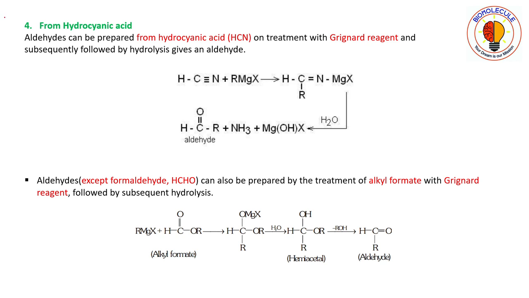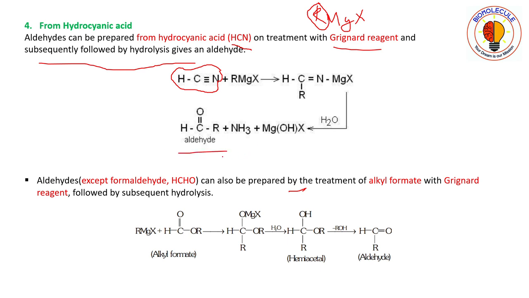Now, from hydrocyanic acid. Aldehydes can be prepared from hydrocyanic acid, that is HCN, by treatment with a Grignard reagent. So what is a Grignard reagent? RMgX, where R can be alkyl or aryl. Subsequent hydrolysis of the intermediate gives us aldehyde.